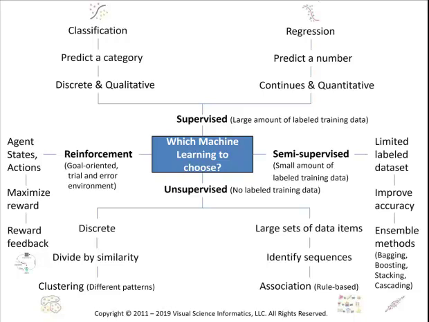This is starting to feel like a real detective game. What if I have a problem that involves both prediction and pattern discovery? Like, I want to predict which customers are likely to leave and understand what makes those customers different. That's when things get interesting. You might need to combine different models or try something more advanced like reinforcement learning, where an agent learns by interacting with its environment and getting feedback.